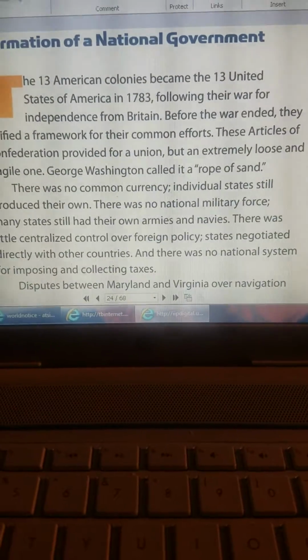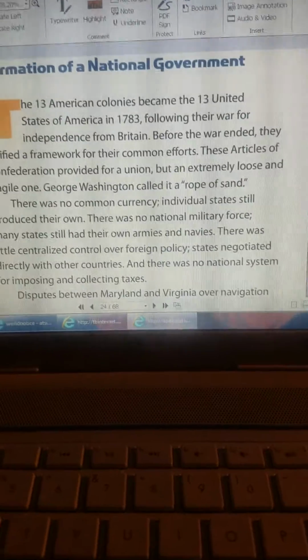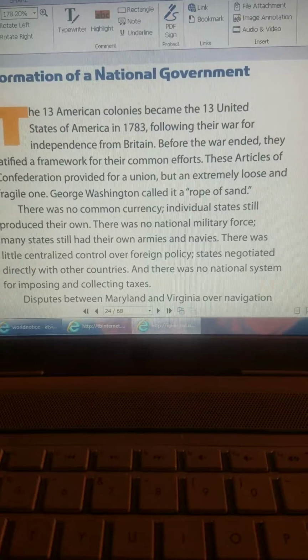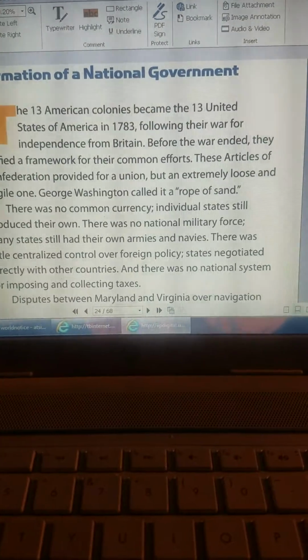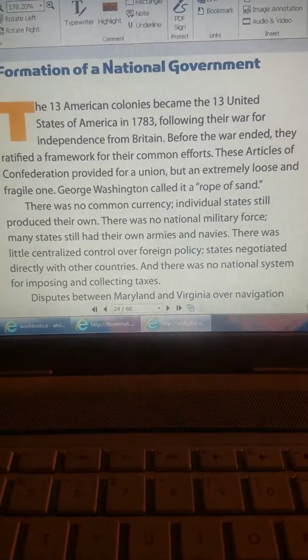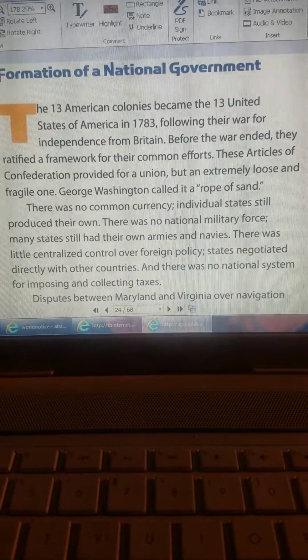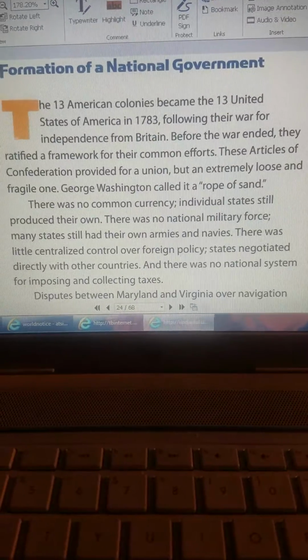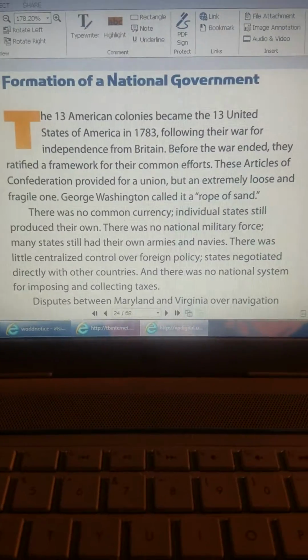There was no common currency. Individual states still produced their own. There was no national military force. Many states still had their own armies and navies. There was little centralized control over foreign policy. States negotiated directly with other countries, and there was no national system for imposing and collecting taxes.